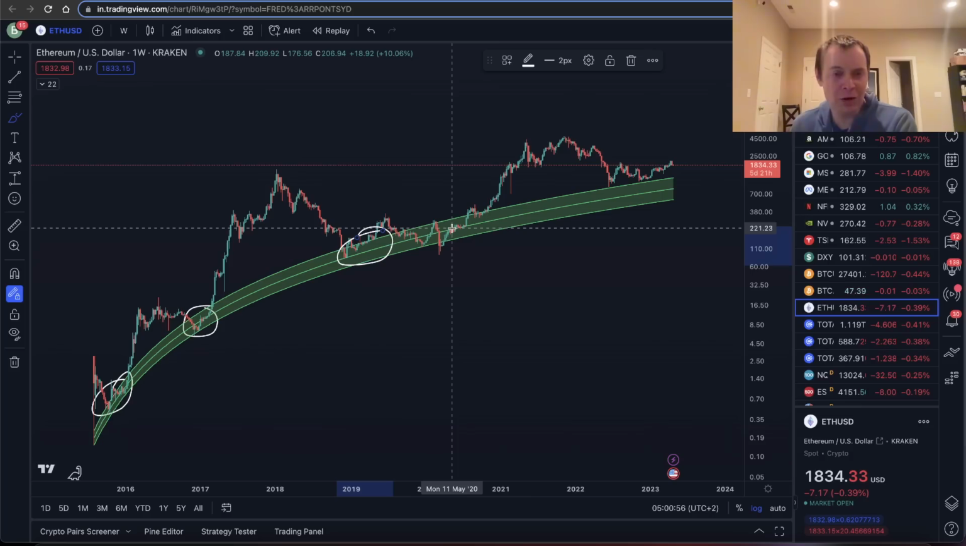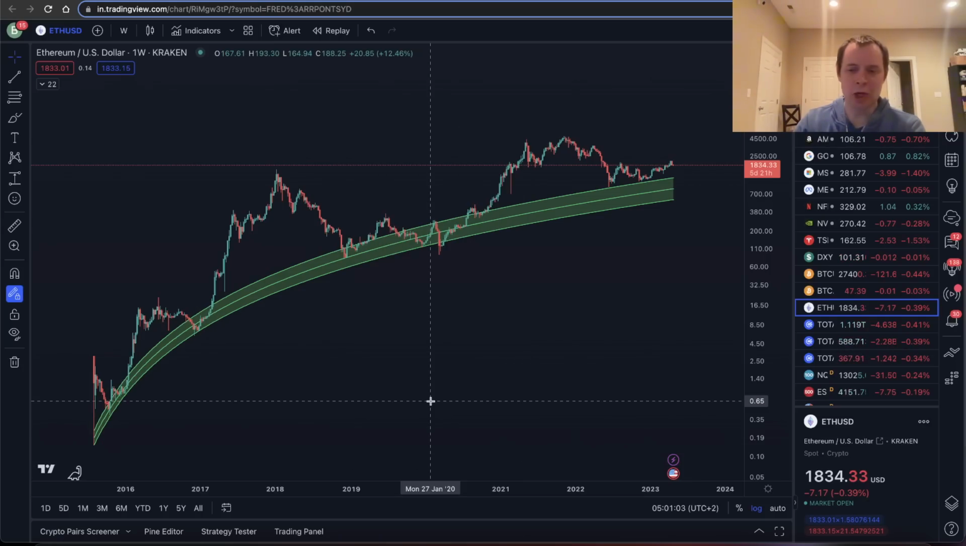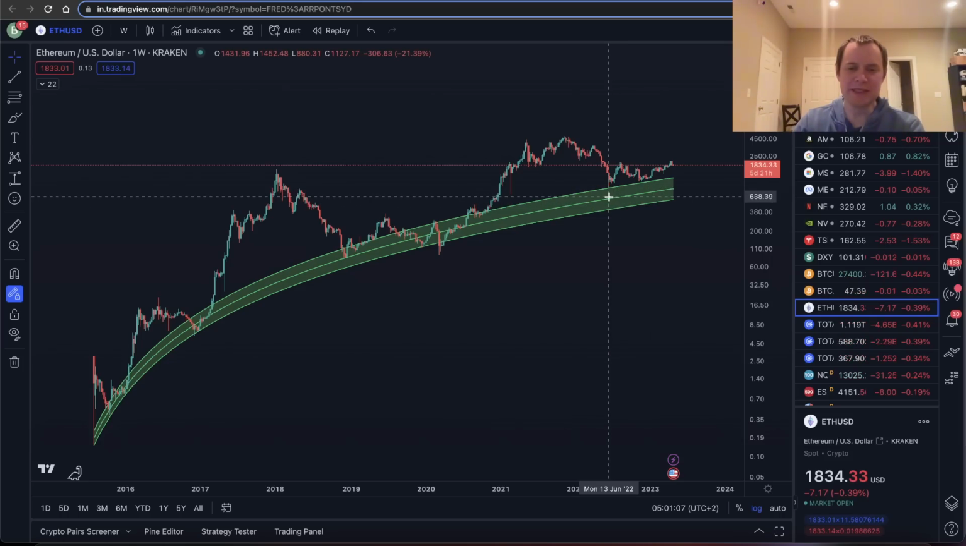We talked about it for Bitcoin. We talked about it for Ethereum. Now, so far, the fair value logarithmic regression line for Ethereum has eluded ETH USD.